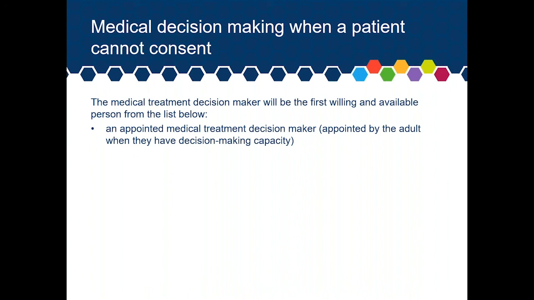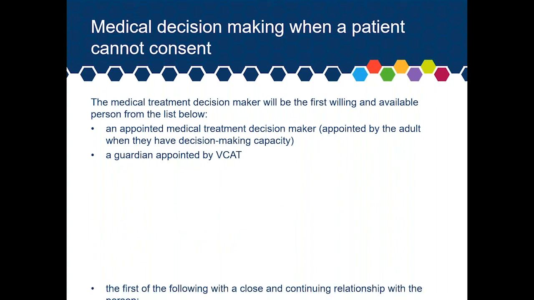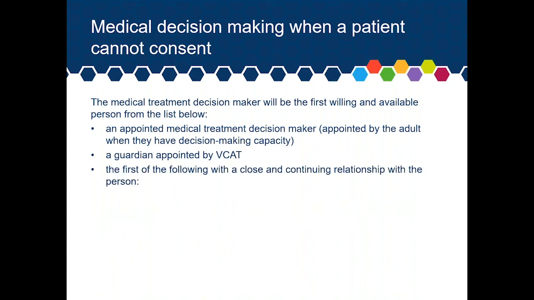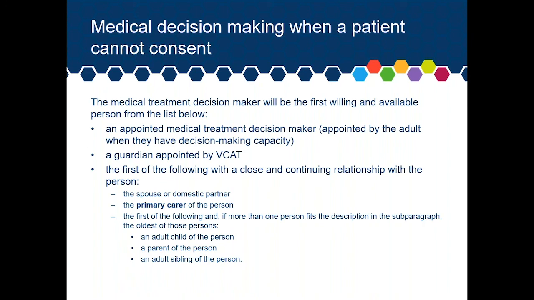So the first person on the list is the person that has been appointed a medical treatment decision maker by the adult when they had decision-making capacity. The second on the list is a guardian appointed by VCAT. And then the next on the list is from the following list of people who have a close and continuing relationship with the person. This might be the spouse or domestic partner, the primary carer, or an adult child, a parent, or an adult sibling of the person.